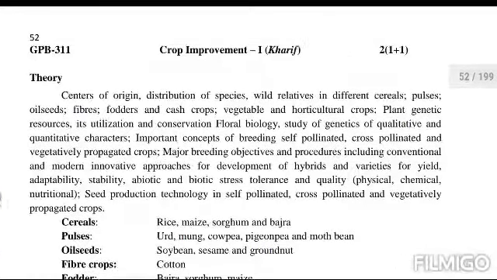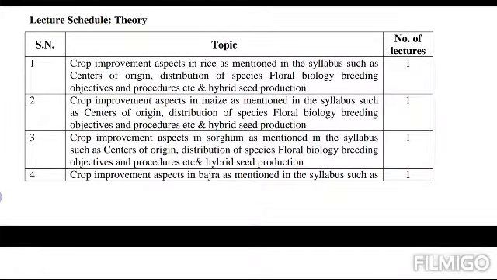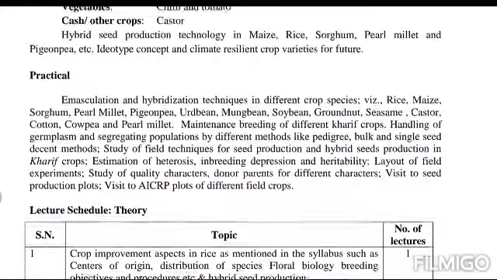Coming to the fifth course, that is GPB 311, crop improvement for Kharif. The theory part includes crop improvement aspects in rice as mentioned in the syllabus, like centers of origin, distribution of species, floral biology, breeding objectives and procedures, etc. That includes hybrid seed production.